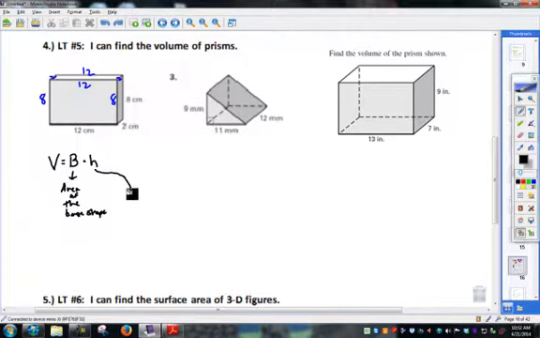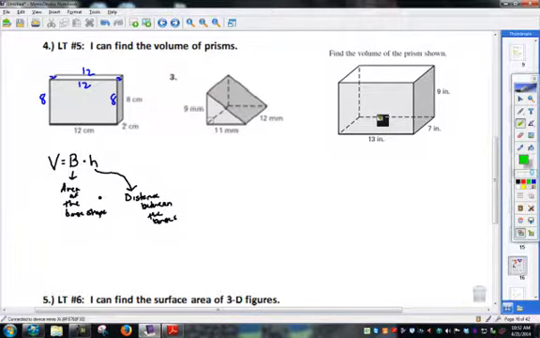Where the height, then, is the distance between the bases. Whatever you call your bases. So whatever you want to call your base, if you want to call the right side your base, that's fine. Call the right side your base. If you want to call the left side your base, that's fine. Call it. I don't care.